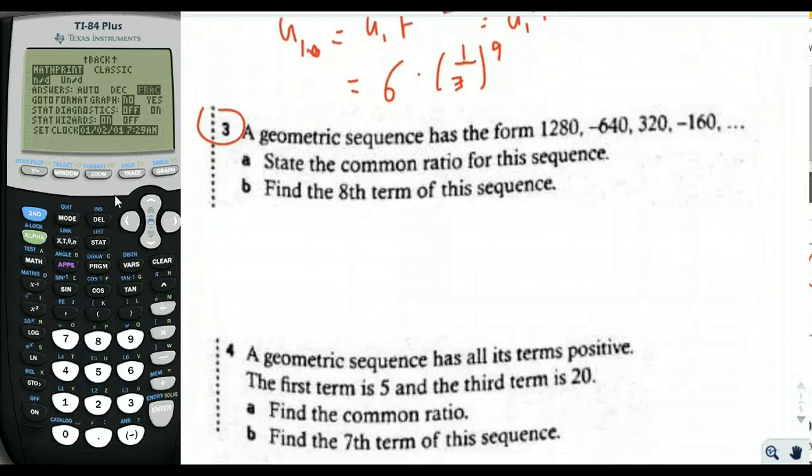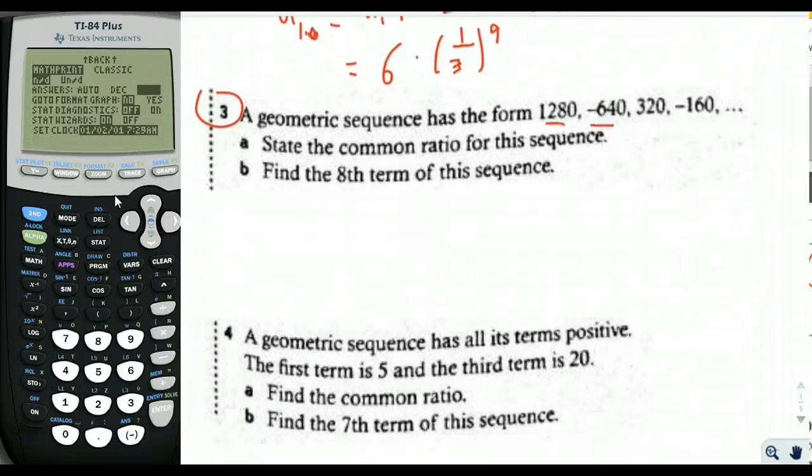Okay, geometric sequence has the form 1280, negative 640, 320, negative 160. Now that's kind of unusual. It's flipping from positive to negative, positive, negative. That's the weird thing about geometric sequence and series. You can have sequence and series that go from positive to negative numbers. And the reason why that happens is because sometimes your multiplier, R, is negative. And if you have a negative multiplier, it'll flip the term from being positive and negative alternately. Okay? So we know that the common ratio is negative, but we don't know exactly what it is yet.